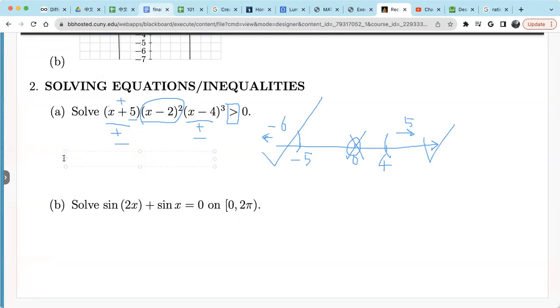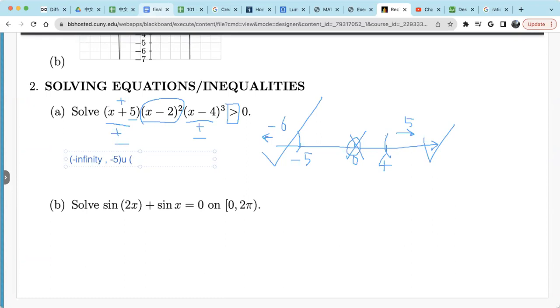So our solution set will be from -infinity, I'm going to write it as a word, up to -5 with a closed parenthesis, right? Because you see the inequality doesn't have an equal sign.